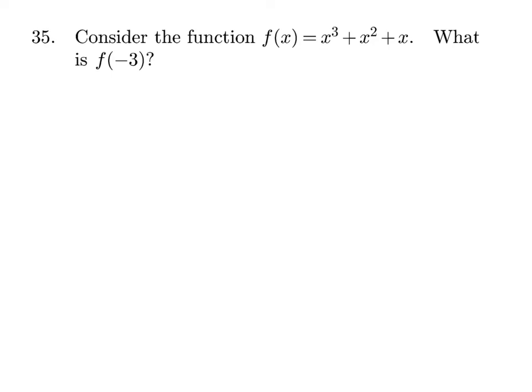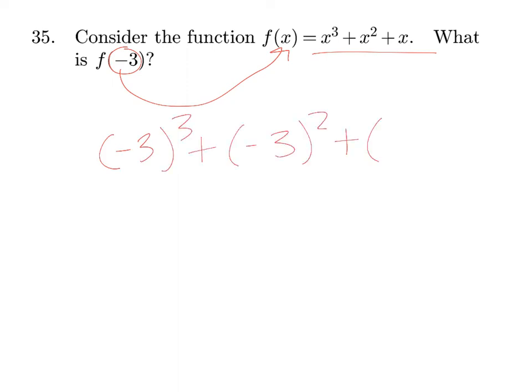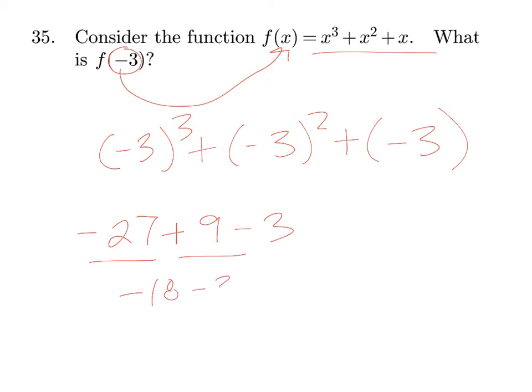All right, 35, consider the function. What is f of negative 3? Once again, here's my negative 3. It means I'm plugging in negative 3 for x here. So I'm going to have negative 3 cubed plus negative 3 squared plus negative 3. All right, what is negative 3 times negative 3 times negative 3? Well, I get 27. Is it positive or negative, though? Watch out for that. It's going to be negative. Here I have negative 3 times negative 3, which is 9. Then I have plus negative 3, so I end up with minus 3. Negative 27 plus 9 is negative 18. Minus 3 is negative 21. Done.